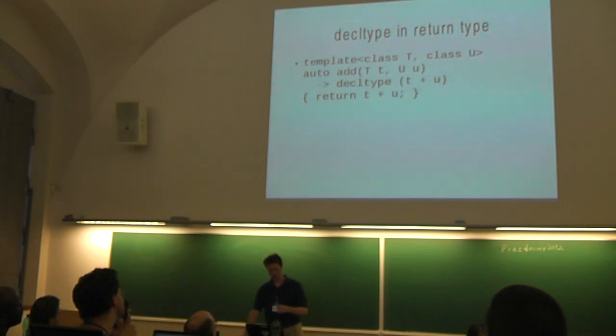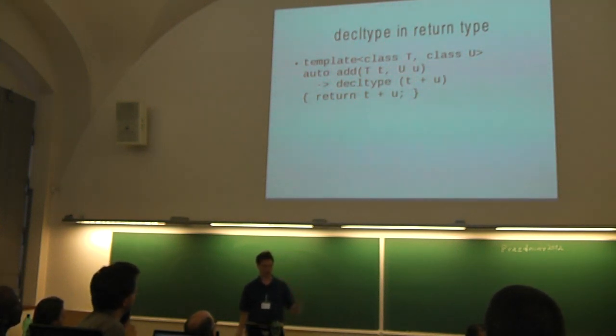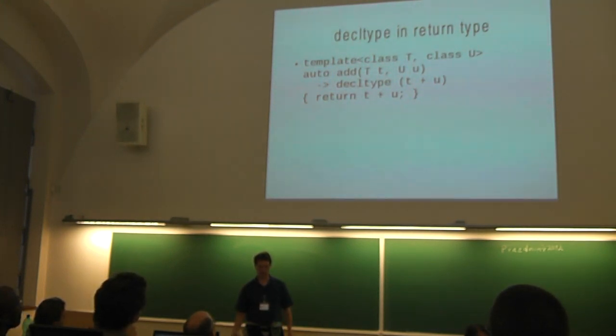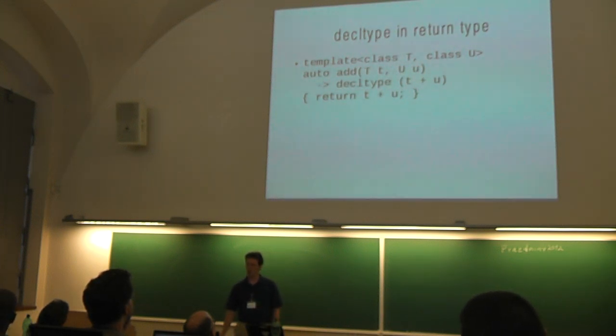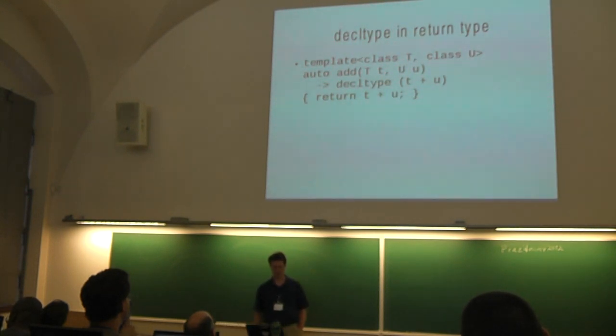We added trailing return types. Just have a marker at the beginning, and then write the return type afterwards, where you can actually refer to the parameters. There is no deduction of return types for normal functions in C++11. That was something that just didn't make the deadline. But I have a proposal to add it for the next standard.